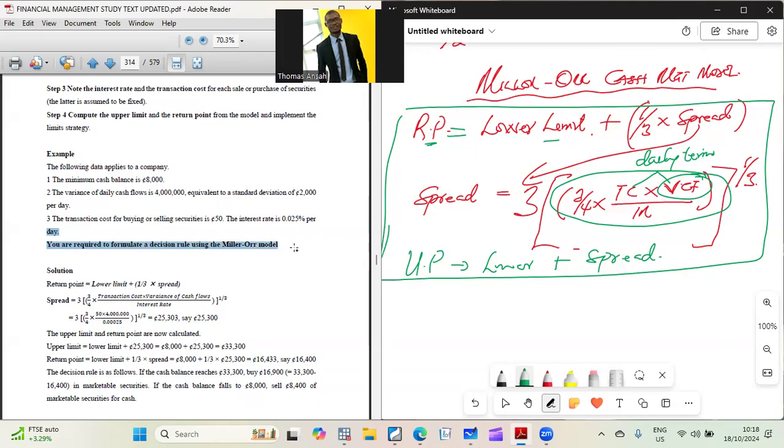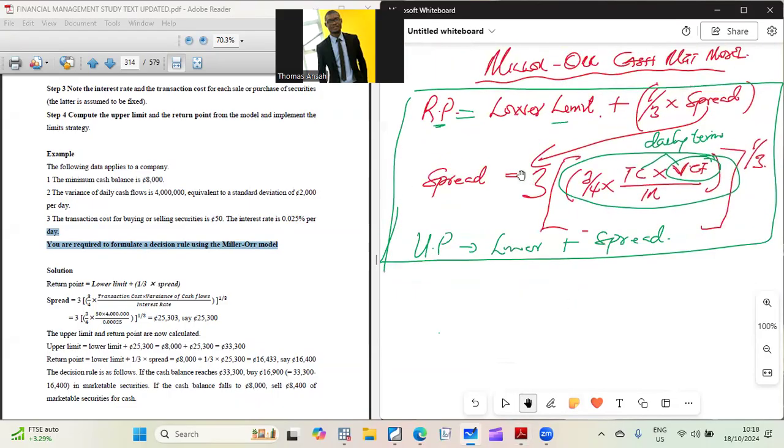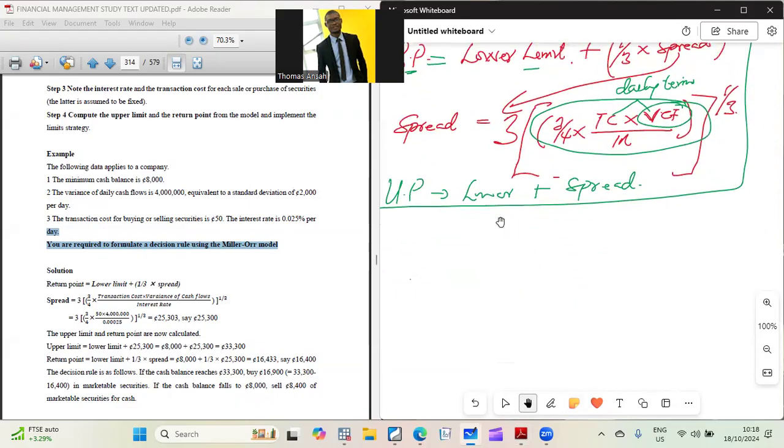Then you are required to formulate a decision rule for using the Miller-Orr model. So it's very simple. I think it's even done here. You can see it already. So just do what we've done, repeat the formula. All the figures have been given, calculate it, then this is your answer. So your upper limit, therefore, will be your lower limit plus the spread. That is what you see here. Then your return point is your lower limit plus 1/3 of the spread, and that is what you see here.